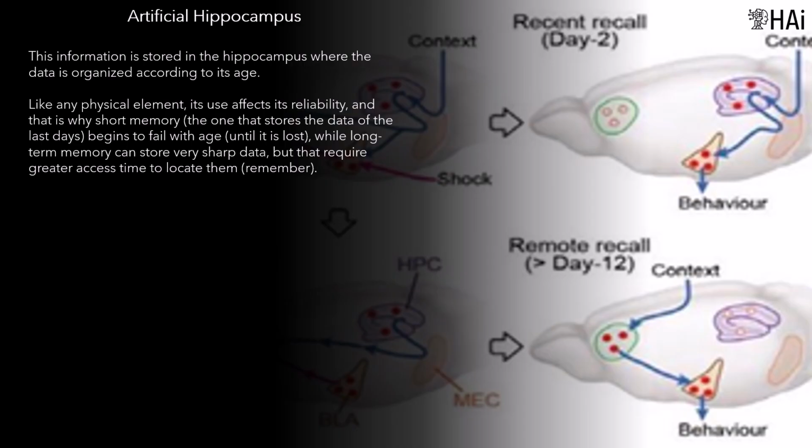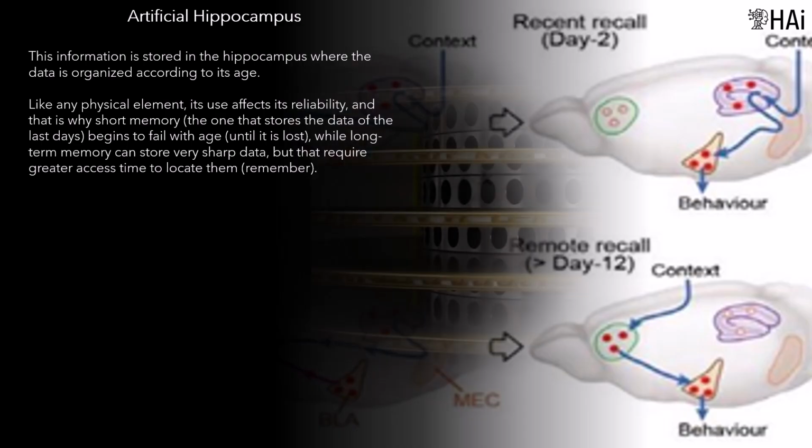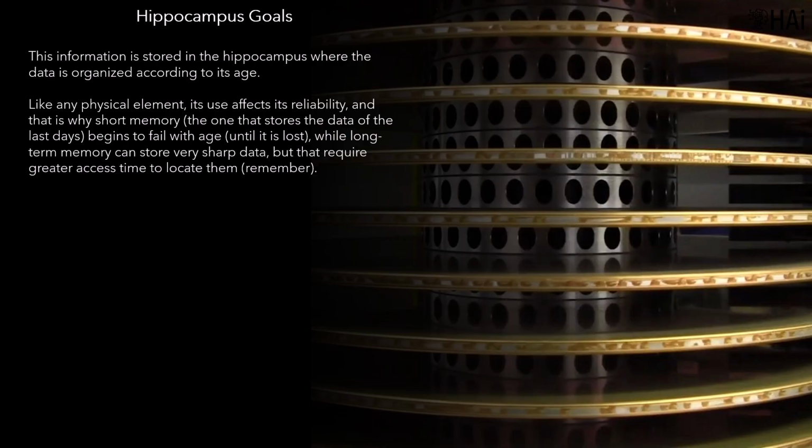The information is stored in the hippocampus, where the data is organized according to its age. Like any physical element, its use affects its reliability, and that is why short-term memory, the one that stores the data of the last days, begins to fail with age, until it is lost, while long-term memory can store very sharp data, but requires greater access time to locate them.